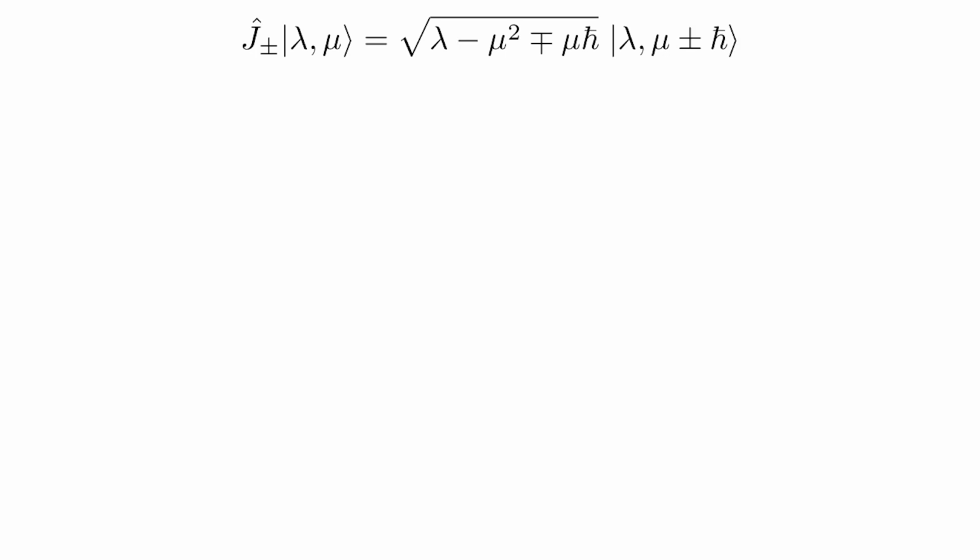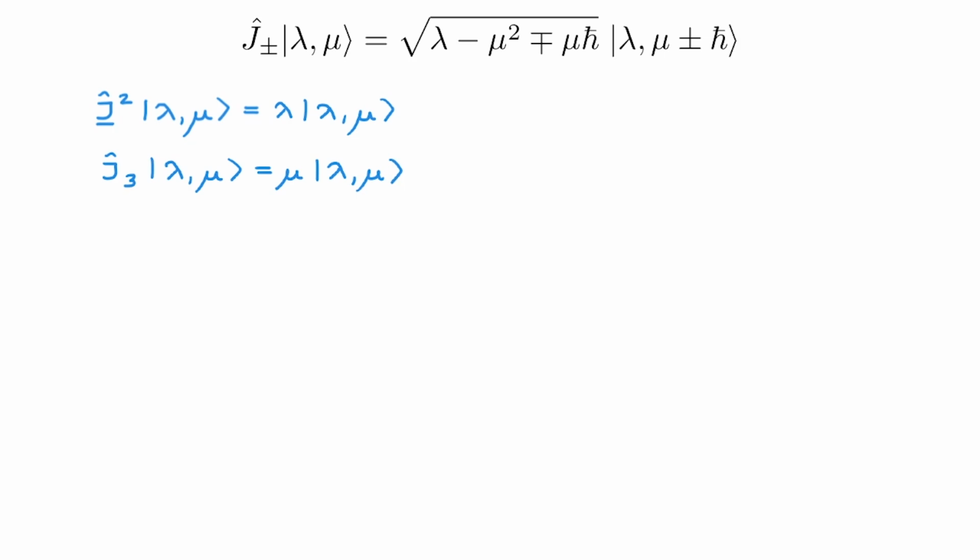The very last thing I want to do before we conclude is to rewrite this final result in terms of the allowed values of λ and μ for angular momentum eigenvalues, so that you can use this final answer for reference. Let's write down the eigenvalue equations for j squared and j3. And as we discussed earlier in the videos on eigenvalues of the angular momentum operators, we learned that the eigenvalue λ is always given by j times j plus 1 ħ squared, where j can only be 0, 1/2, 1, 3/2, and so on, in steps of 1/2.